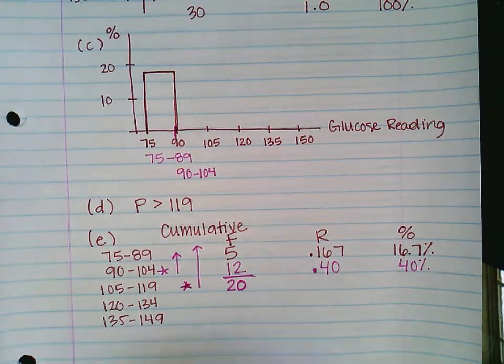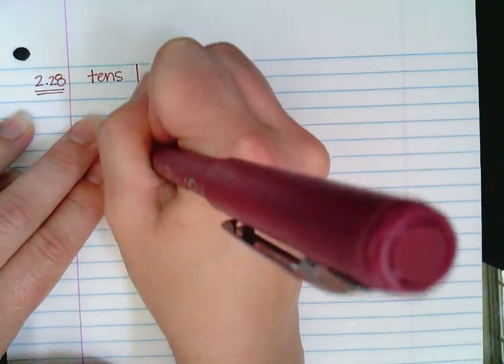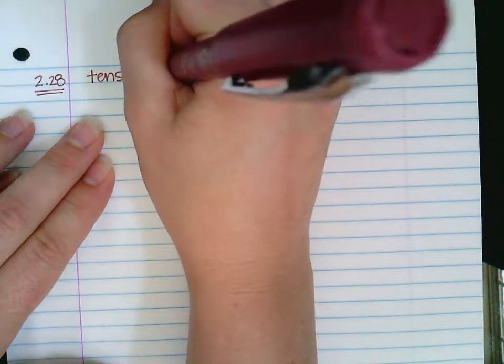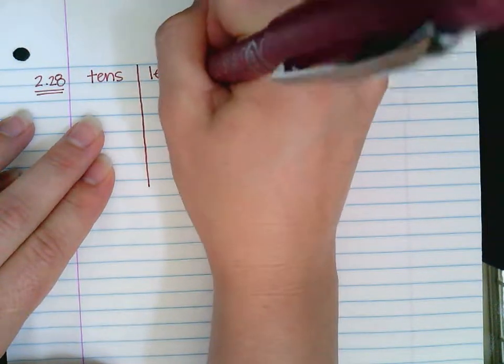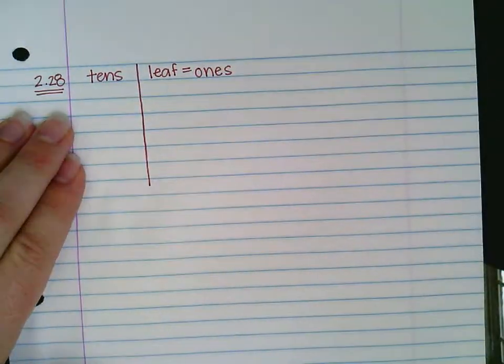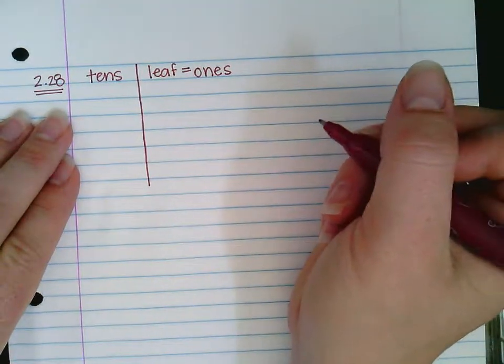Okay, and this is for us to look at a stem and leaf plot, and there's 3 stem and leaf plot examples here. So 2.28 is the one I want us to look at. Okay, and so the stem and leaf plot, how this works is your tens place goes here, and then your leaves are your ones place. Okay, and so you want to make sure that you include all the tens.